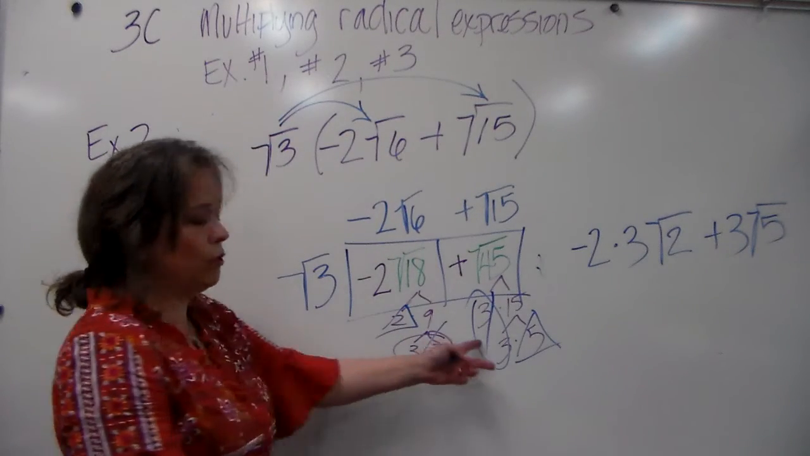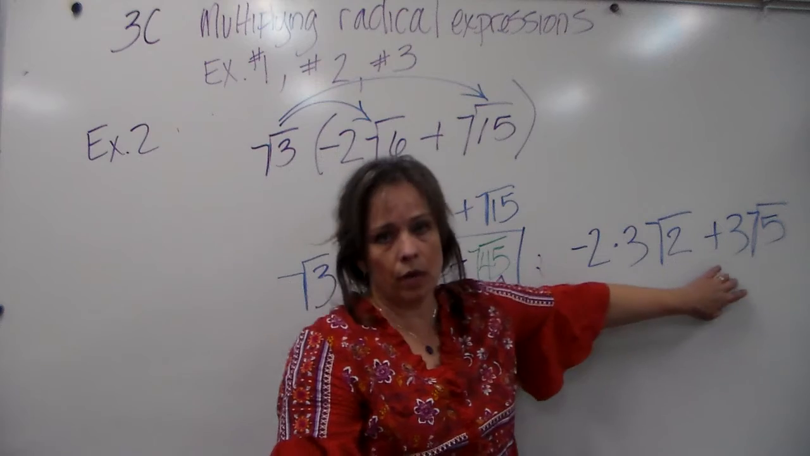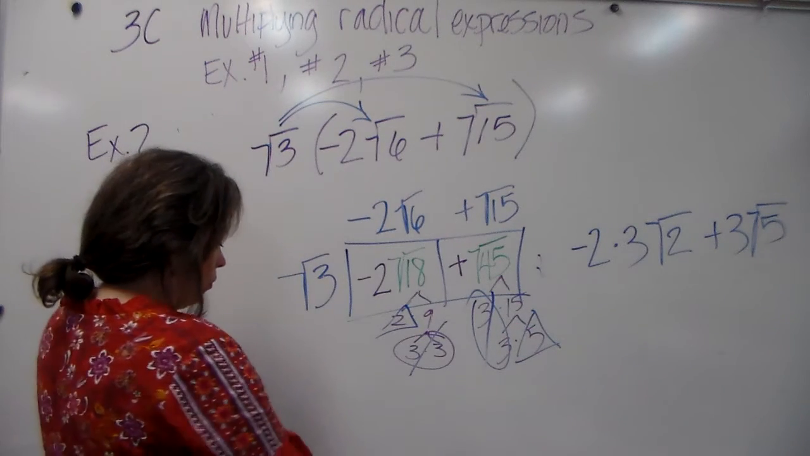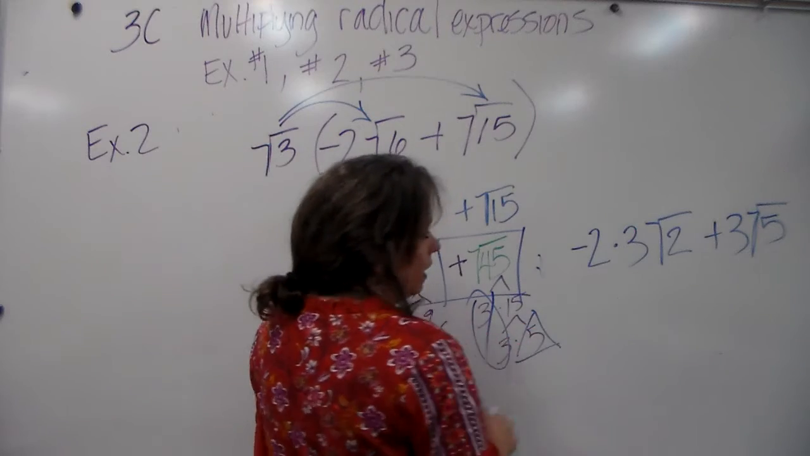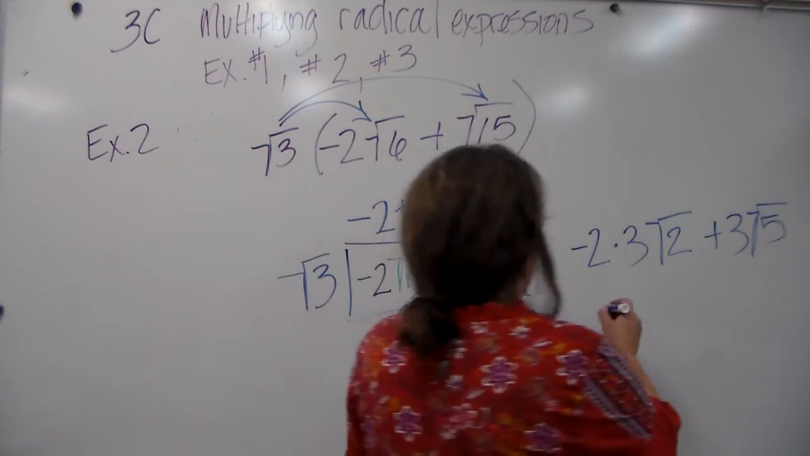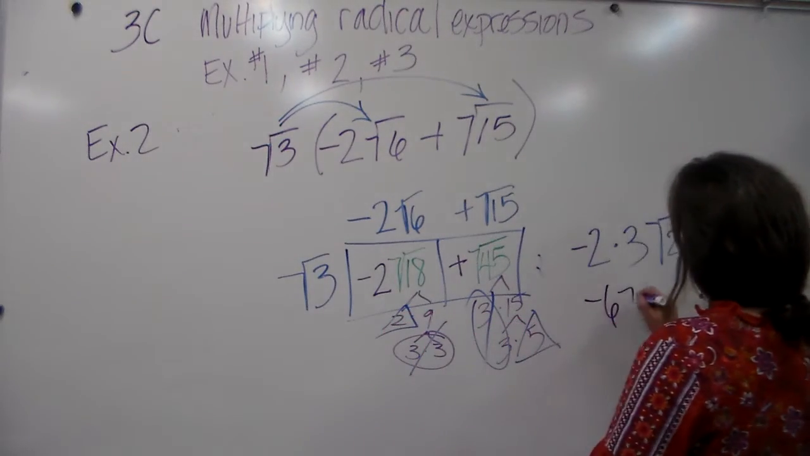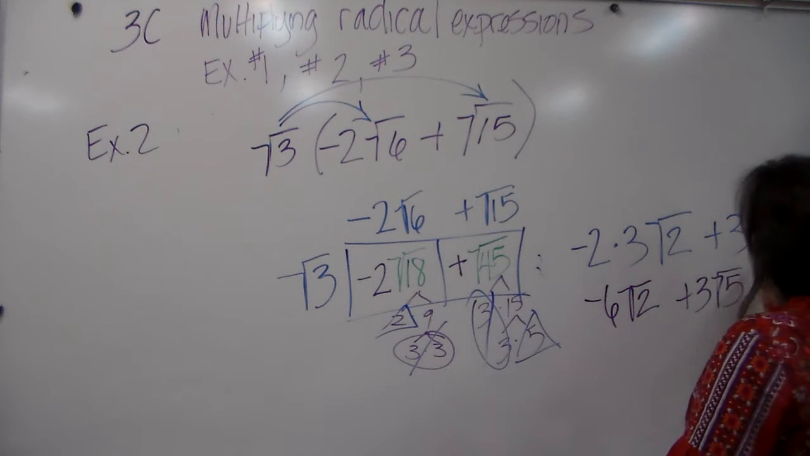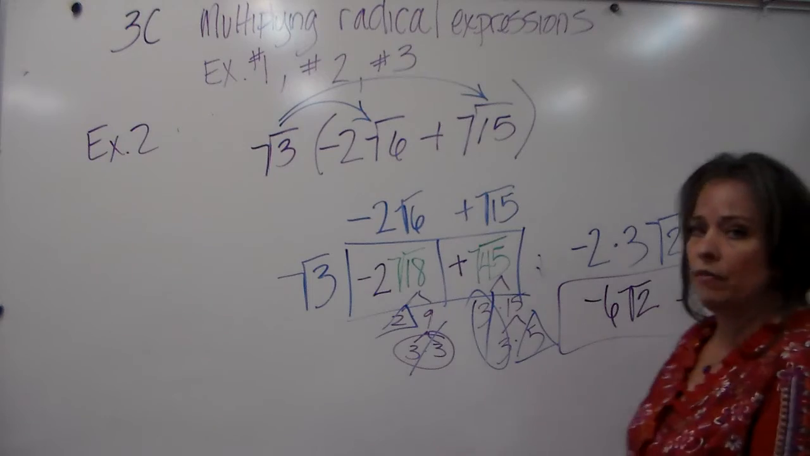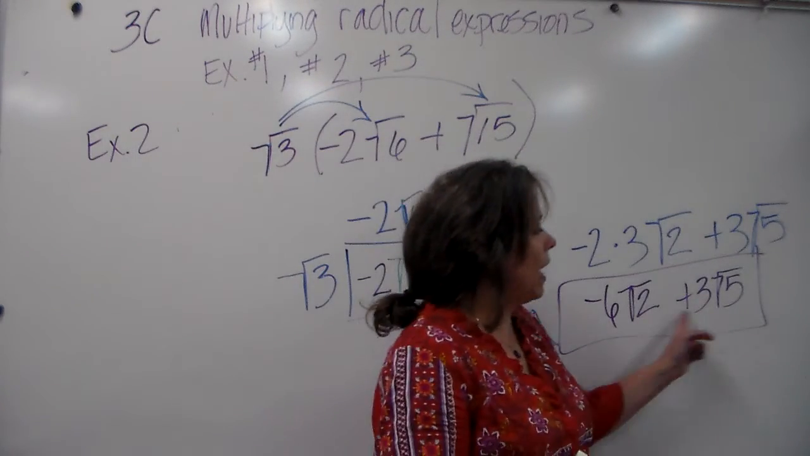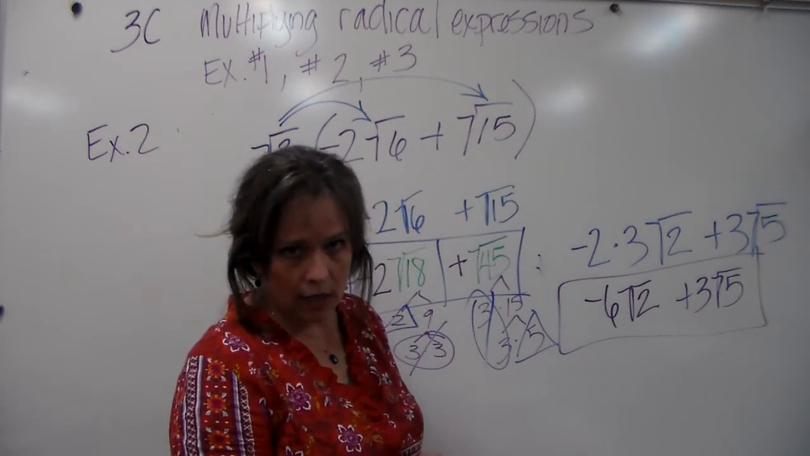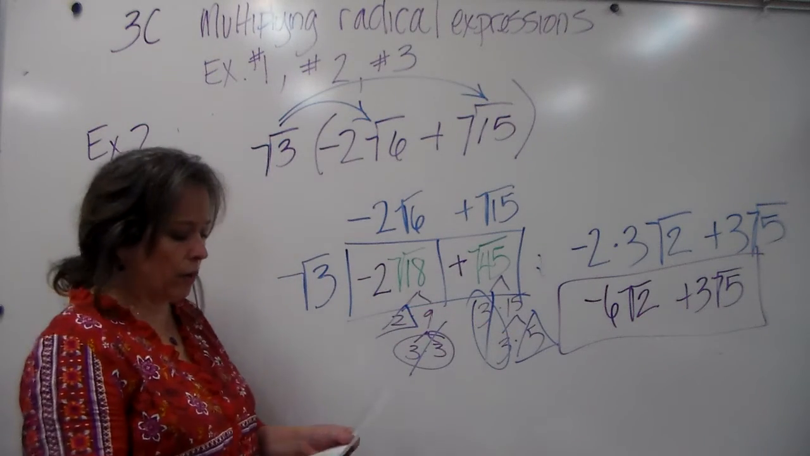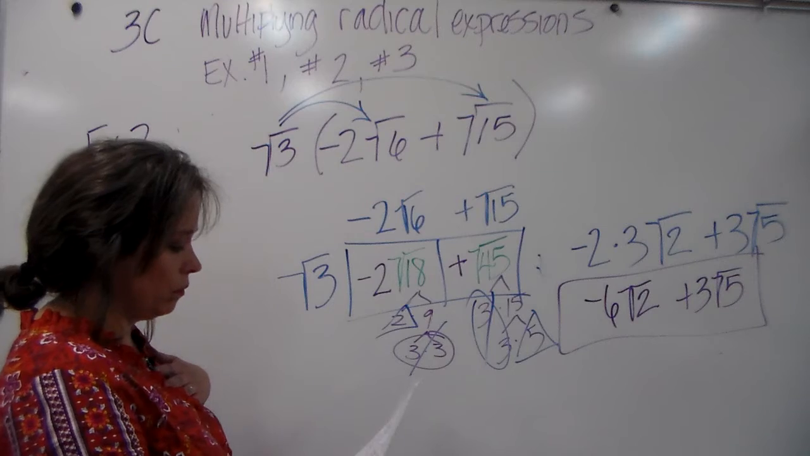So when those two 3s on the inside bust out, we'll have one 3 on the outside. And now we're going to recombine. We're going to multiply our negative 2 and our 3 to get negative 6. We'll have that square root 2 and the square root 5, and we can't simplify after that because our radicals have a different number on the inside. So here's our answer for example number 2.